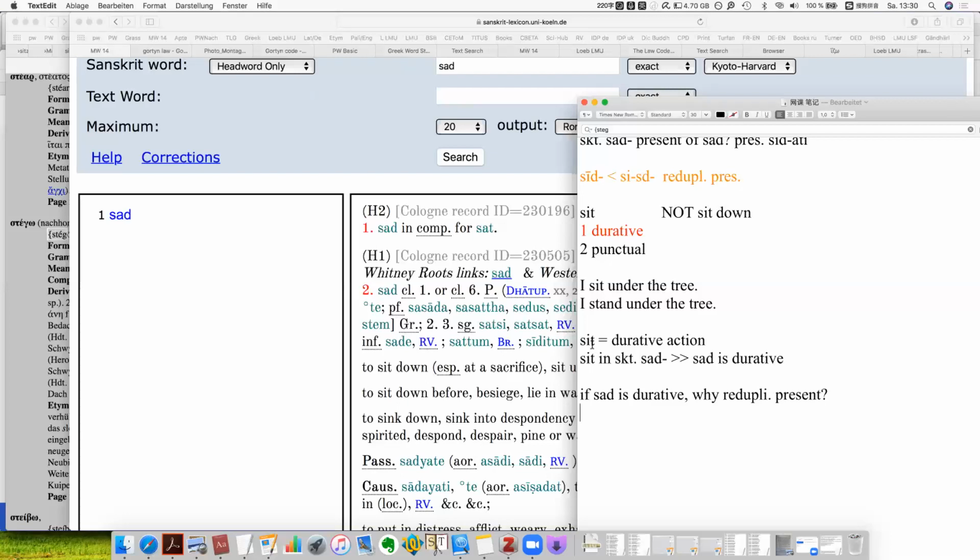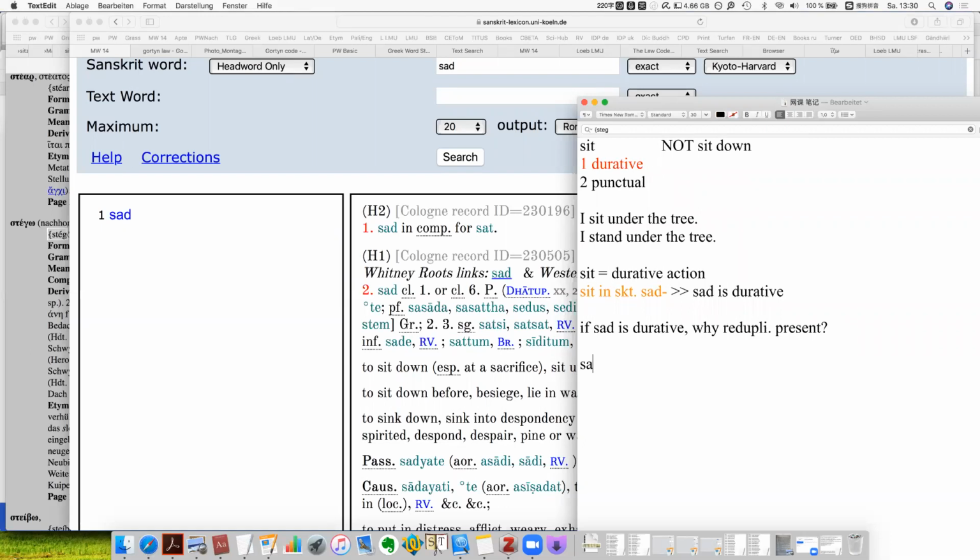But sit is not a punctual. Sit is durative. But why, for a durative root, do we need a reduplicated present? The question is, this part is problematic. In Sanskrit, sat does not correspond to sit. So this is what I want to say today: Sanskrit sat is not equal to English sit.